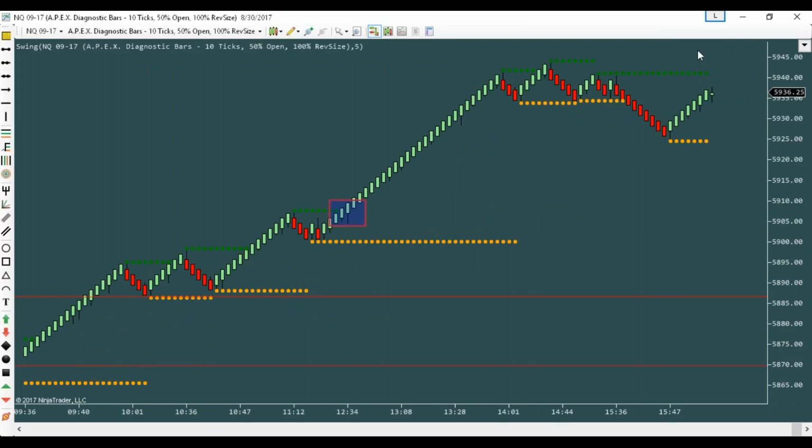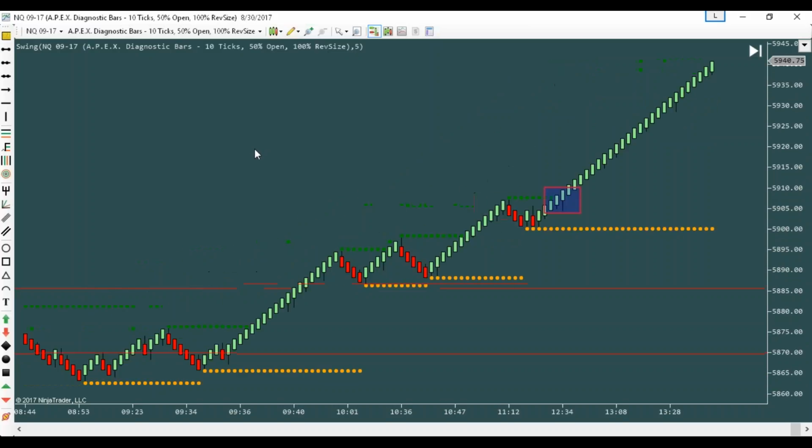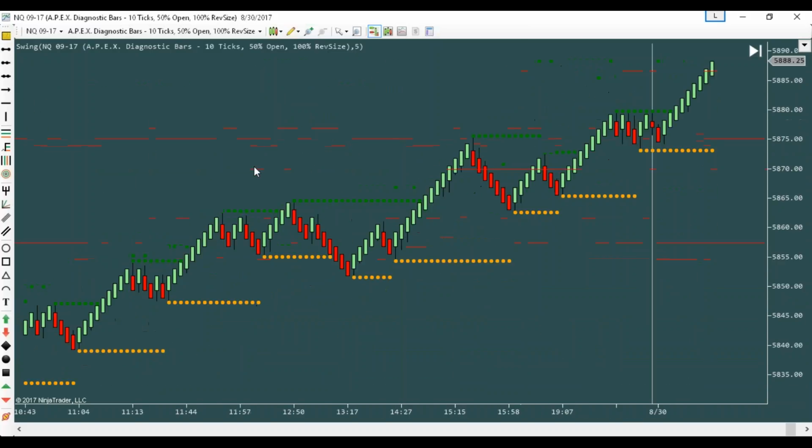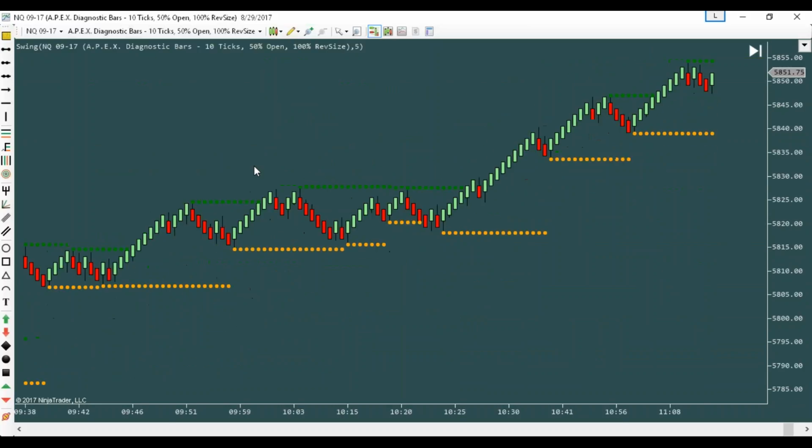Here's today's chart of just NQ. Now, I'm not saying every one of these was a setup, right? I'm not saying these are all a setup, of course. Let's just scroll back to yesterday. How many did we see yesterday?